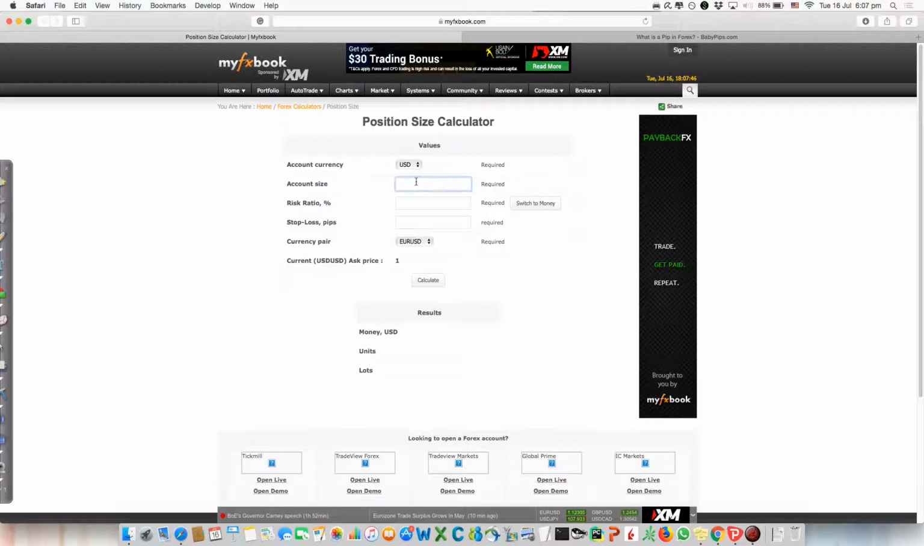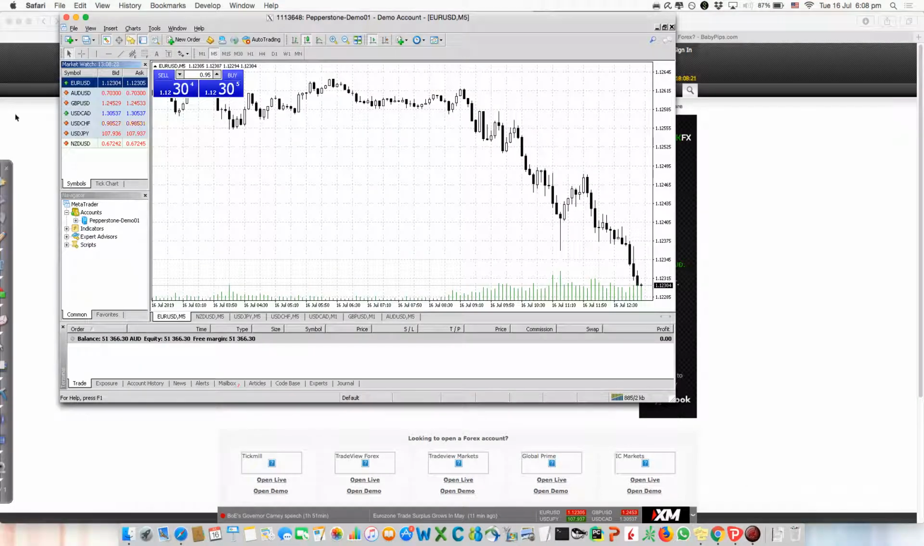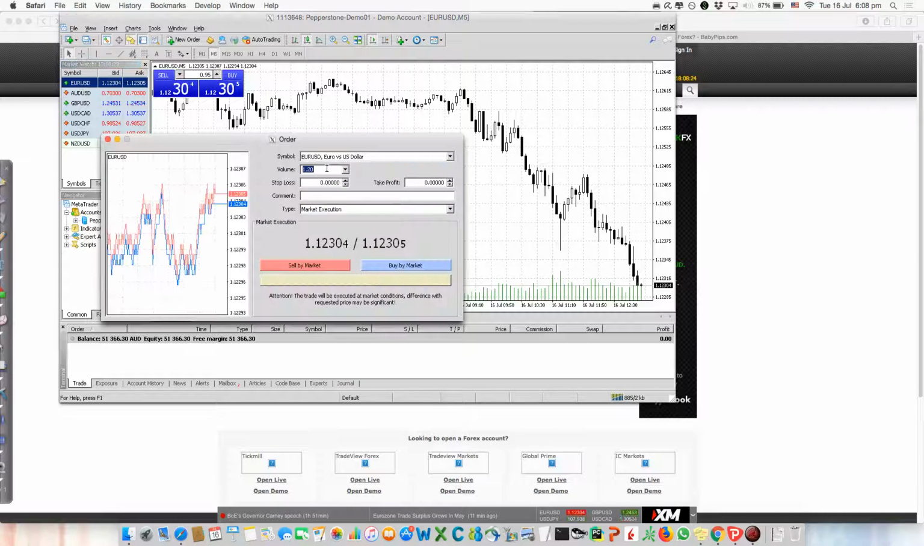We can write here the account size, 10,000 US dollars, and the risk, we say 1%. And how many pips is our stop loss? We said it was 22, right? The difference between entry and stop loss is 22 pips. Our account is in US dollars and we are trading EUR/USD here, right? Then we calculate and we find out that we need to buy 0.455 lots. So if we want to execute the order that we just mentioned, right here we have to put 0.455.